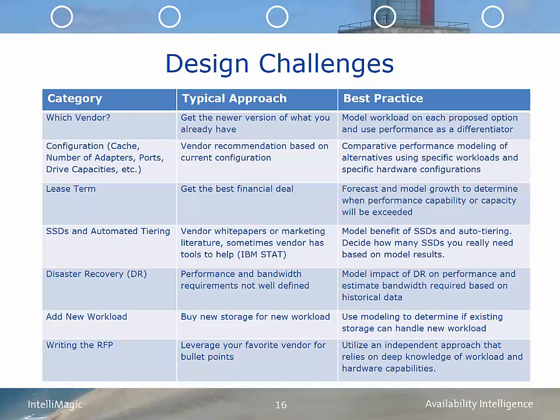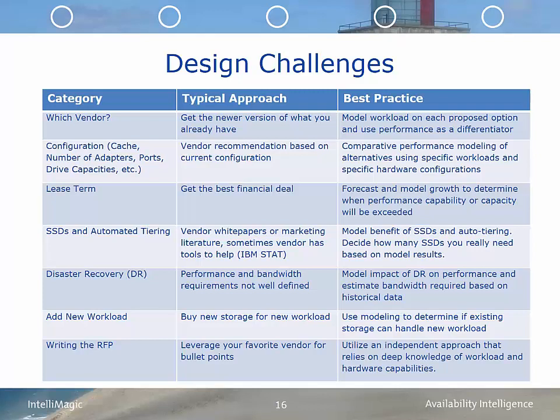In terms of the disaster recovery configuration, the typical approach is to take your best guess at your performance and bandwidth requirements. The best approach would be to model the impact of DR on performance and estimate the bandwidth required based on your historical data. When you're adding a new workload, what's the best thing to do? It would be best to model it to determine if the existing storage can handle the new workload. Typically, you're just going to buy new storage for the new workload or add some additional DASD for your existing workload.